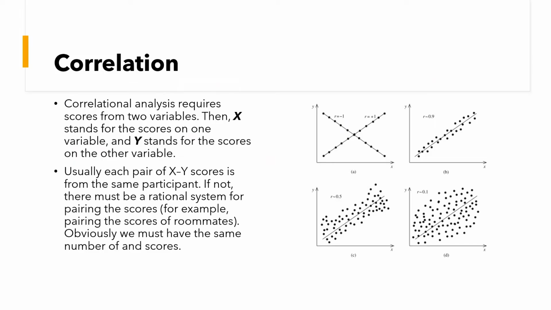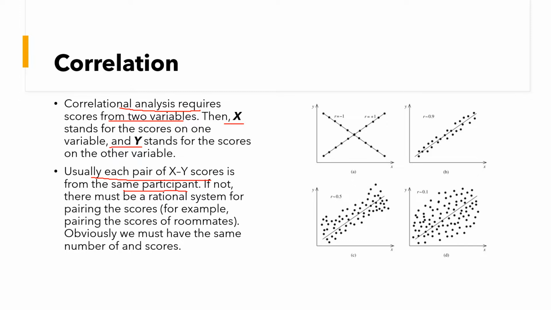First of all, we talk about the correlation. If we talk about the correlation, it means most of the time we are talking about correlational analysis. Correlational analysis requires at least scores from two variables. Generally, we consider these variables as x and y. So one is the x variable and another one is the y variable. Usually, each pair of x and y scores comes from the same participant.